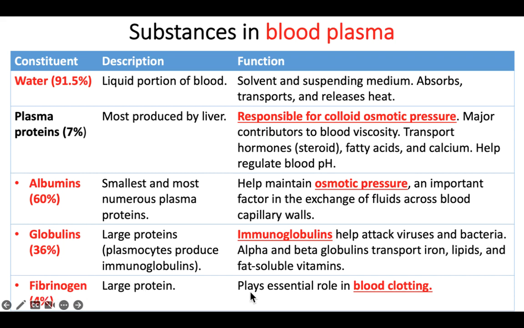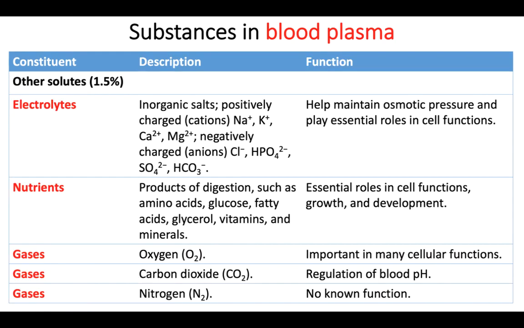We're going to learn about that protein. It's very important, essential in blood clotting. All right. Next table goes through some other solutes. We're not going to go crazy here at all. Electrolytes, like I mentioned, are sodium, potassium, calcium, magnesium. They're all in the liquid part. Nutrients, I mentioned, amino acids, glucose, vitamins, minerals are in the plasma. And then you've got a little bit of these gases, oxygen, carbon dioxide, and nitrogen.